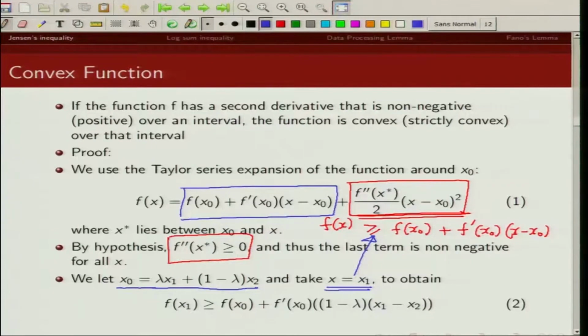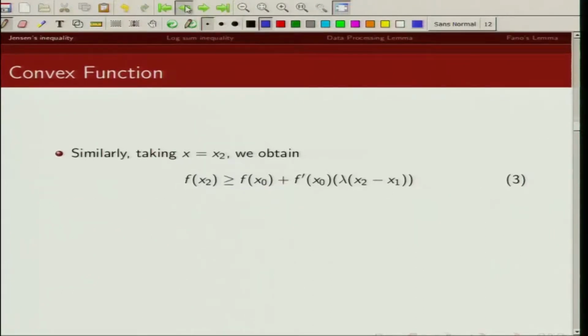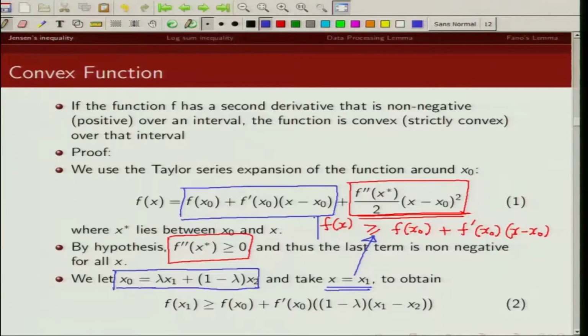So I get here f of x1 is greater than or equal to f of x naught plus first derivative of this function f evaluated at x naught, times 1 minus lambda times x2 minus x1, where x naught is given by this. Next I put x equal to x2 in this equation.